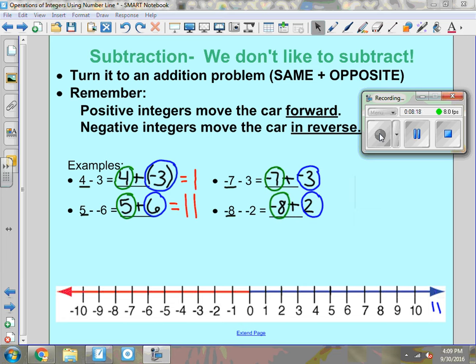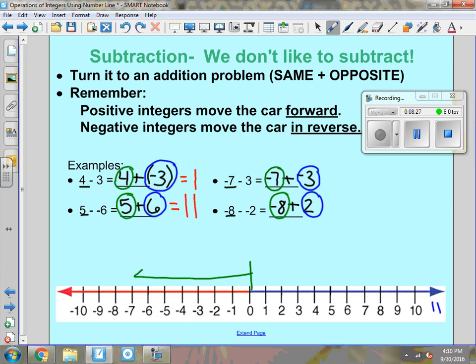Alright, my third example has a negative 7 and I'm adding a negative 3. So my first integer is a negative number. I'm going to go backwards 7 spaces. That's the end of my first trip. And then my second trip is a negative 3, so I'm going to continue moving backwards in reverse 3 integers. And I'm going to end at that negative 10.